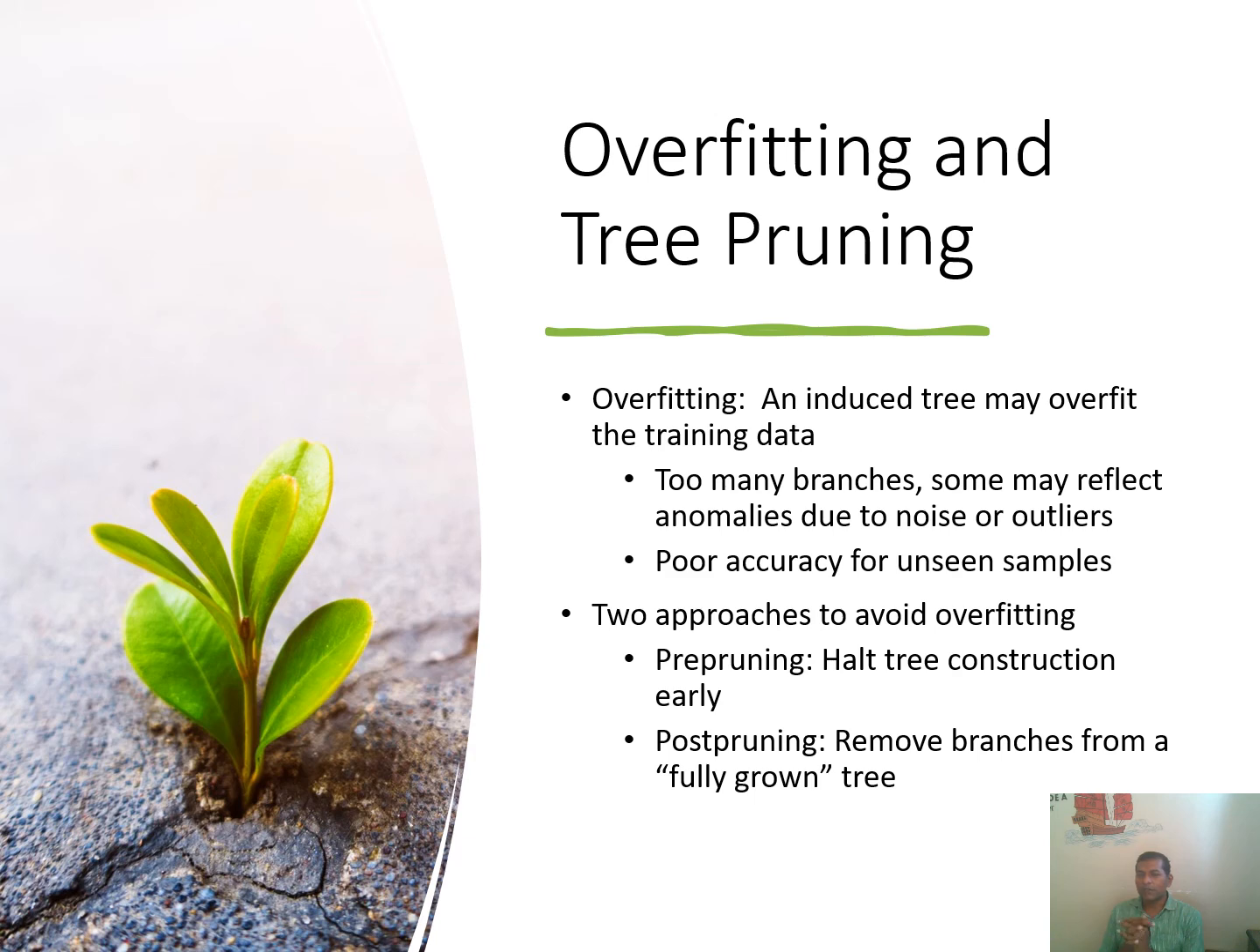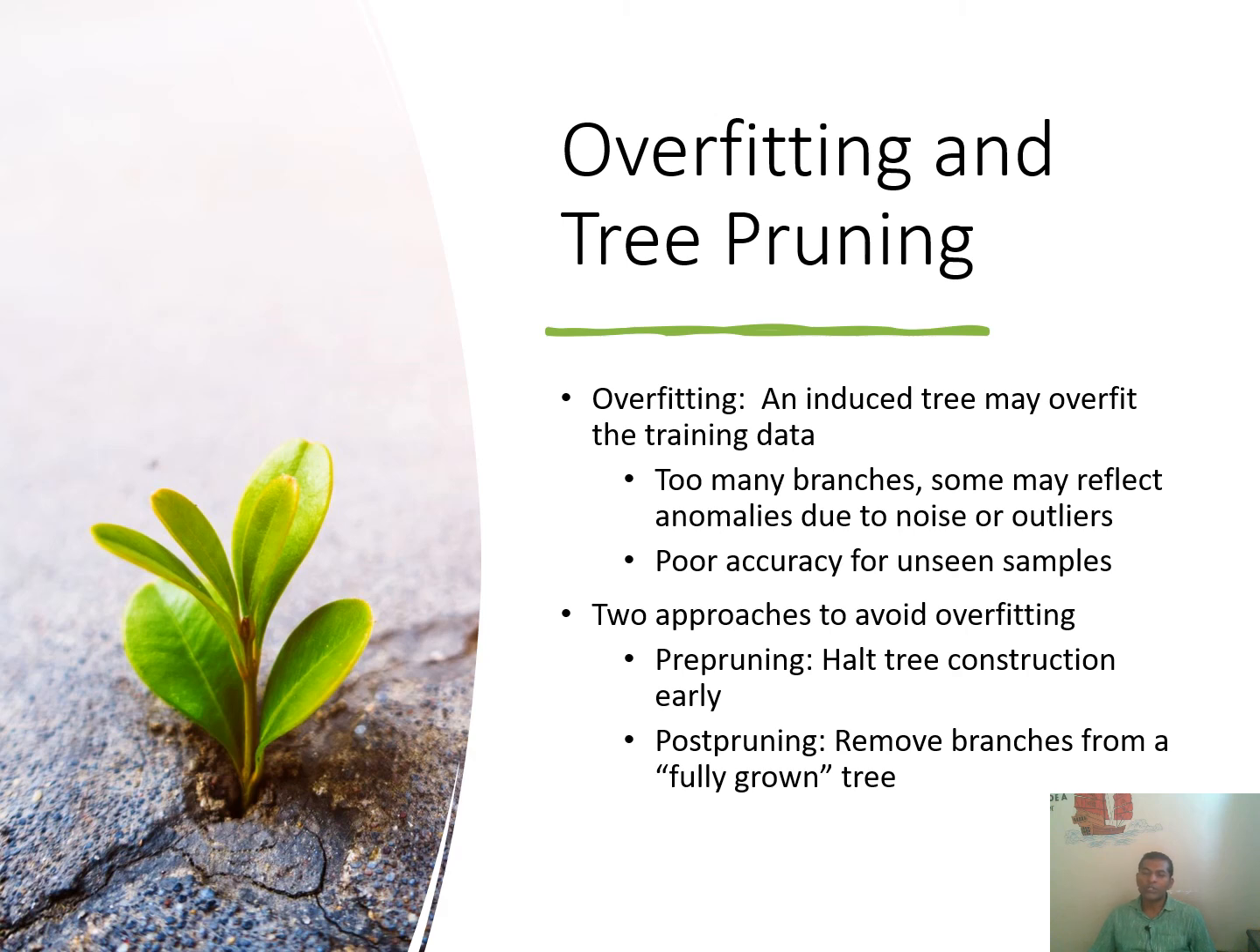So before constructing the tree, we should check that the branches should not increase. That is why we have to check the attributes and try to avoid the noise and outliers of the data, so that it will not create an unknown entity where we are not going to work as a classifier. Those are known as noise or outliers. Poor accuracy for unseen samples can also be seen in the problem of overfitting.